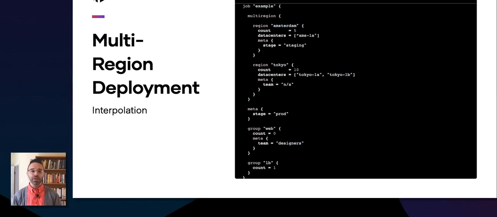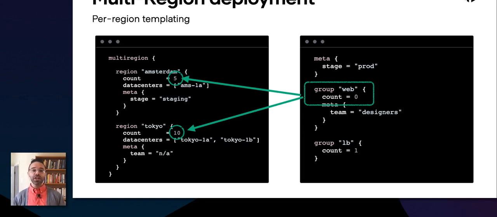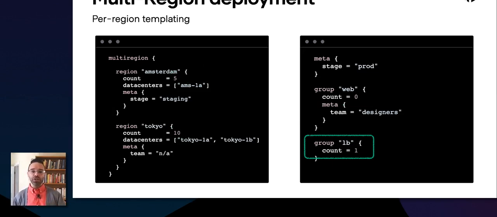Okay, so we've seen the workflow. Now let's look a little bit more at a slightly more complex configuration. So in this version of the job, we have two groups. We have a web group, which has a count of 0, and a load balancer, which has a count of 1. So groups with a count of 0 are going to be interpolated with a count for each region. So in this case, Amsterdam has 5 web allocations, and Tokyo will have a count of 10. But the load balancer has a specific count of 1, so that's a signal to us that we're not going to interpolate it. So we will end up with one load balancer in each region. This is also how we prevent multi-region deployments from breaking the Nomad autoscaler. The autoscaler is setting a specific count, so updating the multi-region job won't interfere with it.